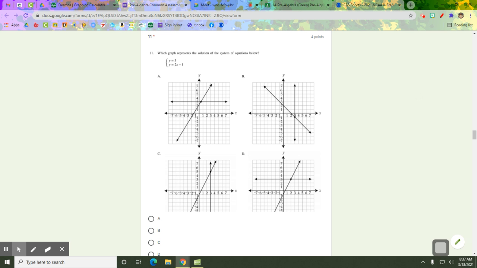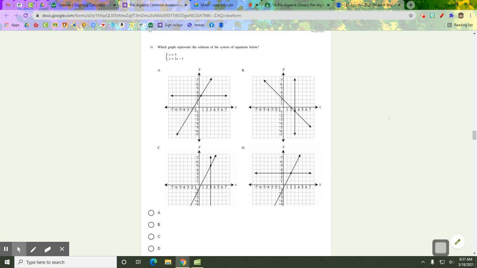Which graph represents the solution of the system below? So again here, plug this into Desmos.